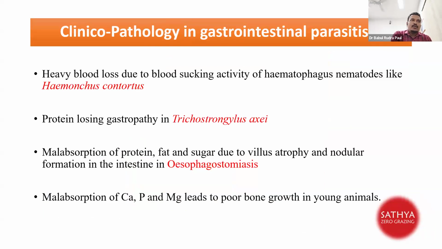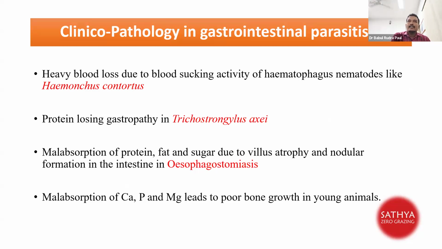If we see the clinicopathology of parasitic gastrointestinal affection, there is heavy blood loss due to Haemonchus contortus and protein-losing enteropathy in case of Trichostrongylus. In case of oesophagostomiasis, due to villus atrophy or nodular formation in the intestine, there is malnutrition due to malabsorption of protein, fat and glucose, and in general malabsorption of minerals, calcium, phosphorus, magnesium, which ultimately leads to poor overall development of muscle as well as bone.